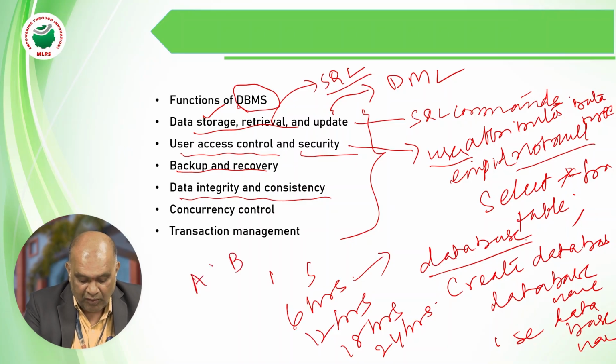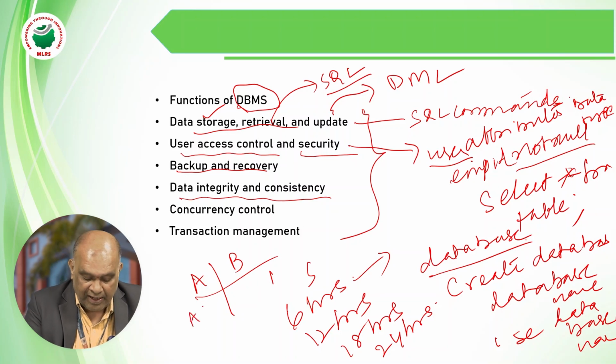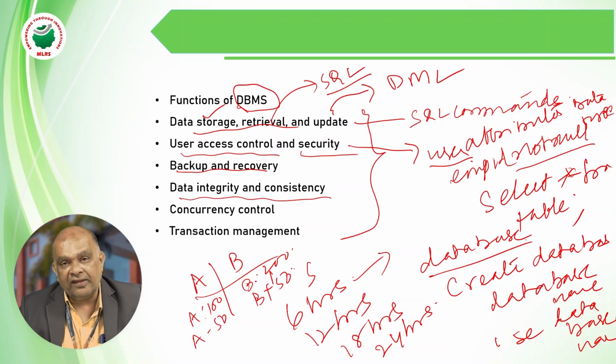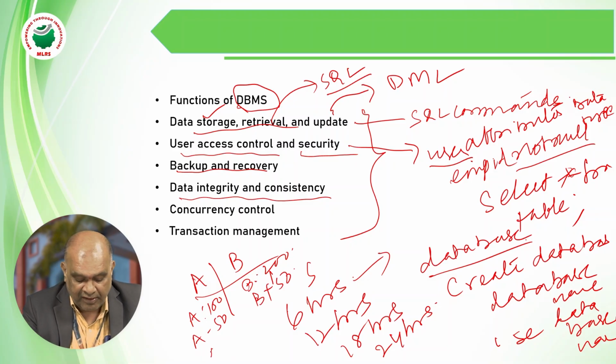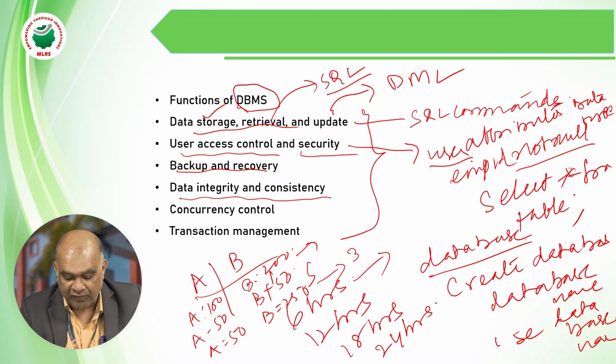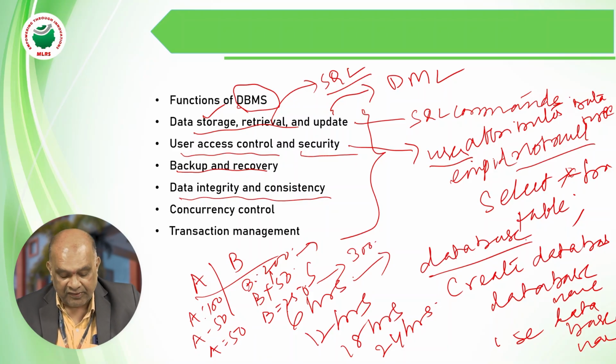Consistency is here. Suppose we have 2 accounts A and B. A has a balance of 100 rupees and B has a balance of 200 rupees. From A, I am deducting 50 rupees. To B, I am adding 50 rupees. So consistency is maintained. How is the consistency maintained? The balance of A is 50 rupees and B is 250 rupees. Before the transaction, the total balance is 300 and after the transaction, the balance is also 300. So we can maintain the consistency of the data by using this database management system.